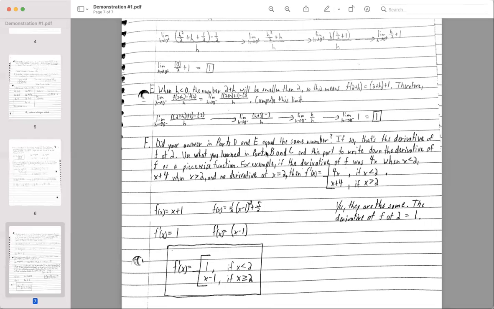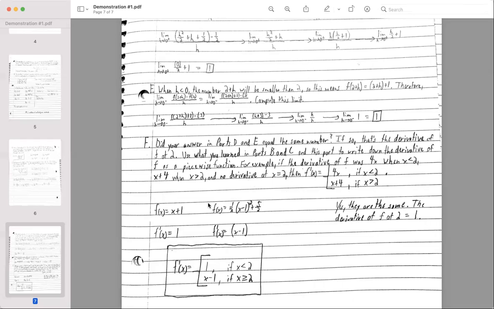Did your answers in part D and E equal the same number? If so, that's the derivative of f at 2. And so they did in fact equal each other. And so our derivative of f at 2 is 1. So use what you learned in parts B and C and this part to write down the derivative of f as a piecewise function. For example, if the derivative of f was 4x when x is less than 2, and x plus 4 when x is greater than 2, and no derivative at x equals 2, then f prime of x equals this. So this is just an example in the notation.